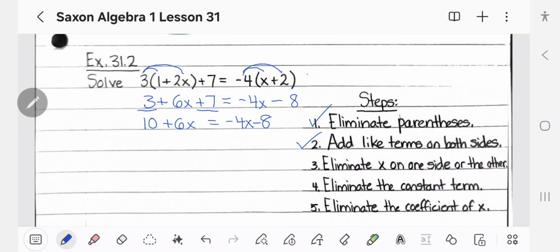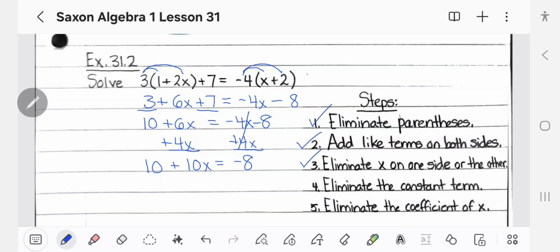For step 3, we're going to eliminate the variable on one side or the other. So I could subtract 6x from both sides, or I could add 4x to both sides. Let's add 4x to both sides. So I bring down the 10 plus 10x is equal to negative 8. It's important to remember that the minus in front of the 8 needs to come down with it.